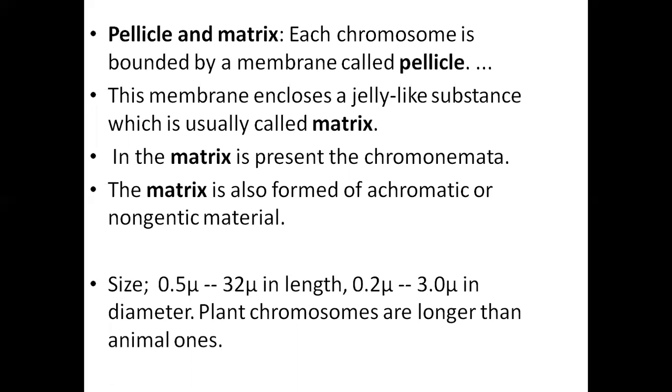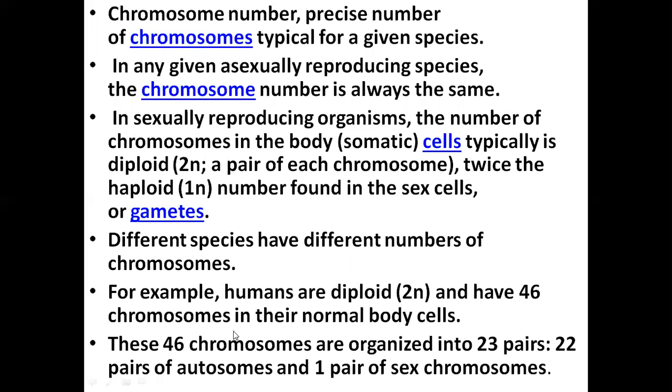These chromosomes are approximately 300 microns in length and 10 microns in diameter, but otherwise generally the plant chromosomes are longer than the animal ones at any given time. So chromosome number is a precise number, typical of a given species. Any member of one particular species would always have a fixed number of chromosomes.